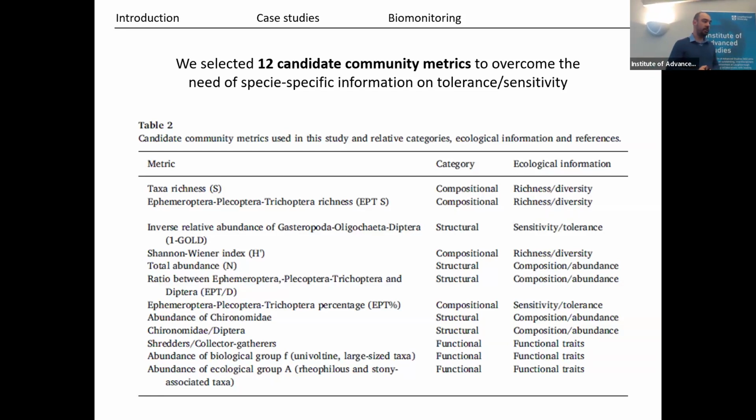To do this, we first selected 12 different candidate metrics according to the scientific literature. Some of them are indices of biodiversity, for example, taxa richness, Ephemeroptera, Plecoptera, and Trichoptera richness. EPT richness refers to the most sensitive aquatic insects we can find in our rivers. But we also selected other metrics, for example, some functional metrics related to feeding strategies or other important biological and ecological traits of macroinvertebrates.